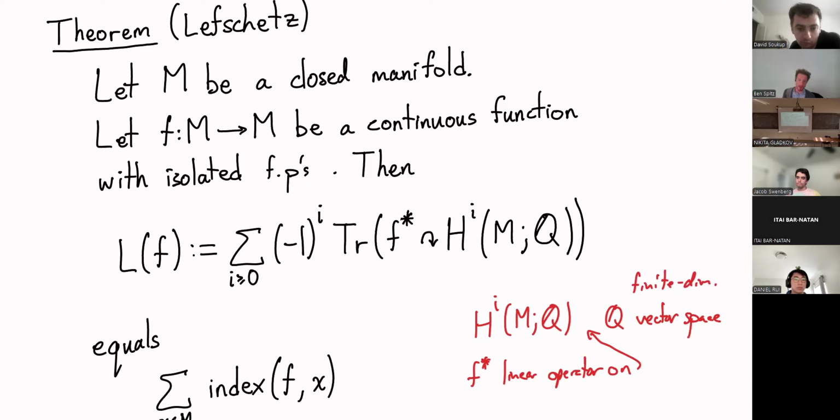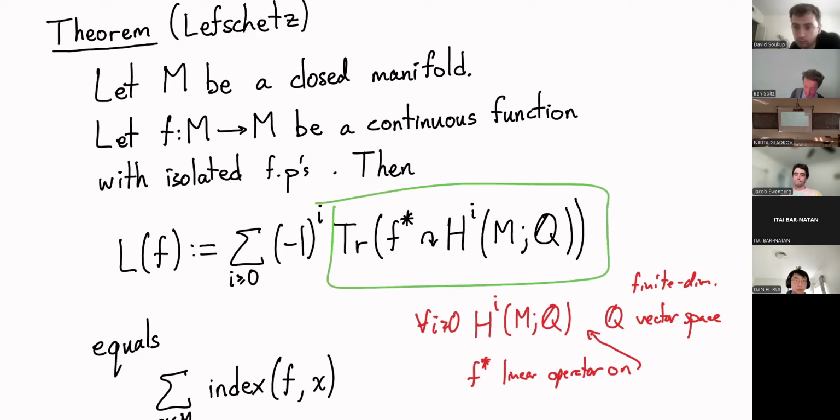When I have a linear operator on a finite dimensional vector space, I can take its trace. And I have one of these for all i greater than or equal to 0. It also turns out this sum is finite. Eventually, these groups vanish once you're past the dimension of the manifold. So this sum always converges, and it's just a sum of traces of linear operators.